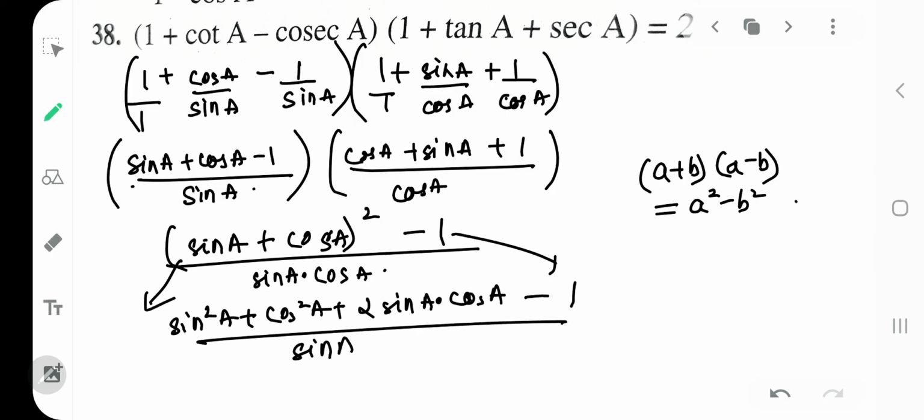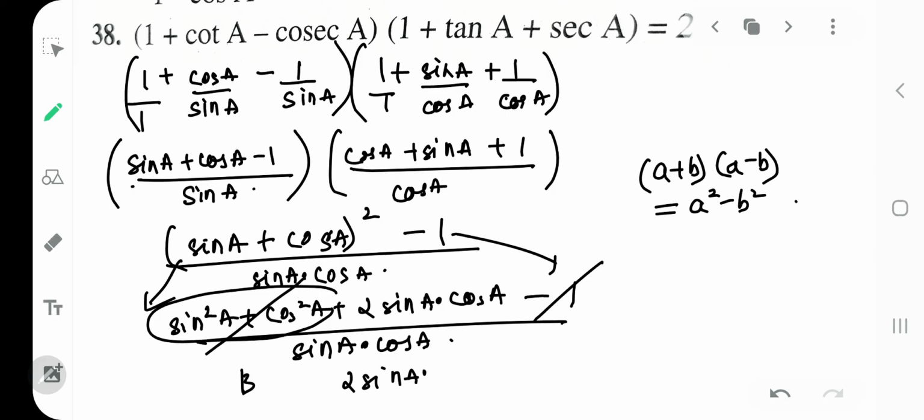Down you have sin a into cos a. For sin square a and cos square a, can I write it 1? And that 1 and this minus 1 will eliminate. So above will be 2 sin a into cos a, and down will be sin a into cos a. You can eliminate sin a cos a, so answer will be 2 only.